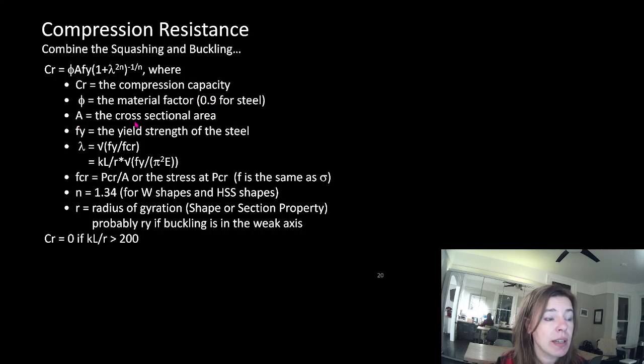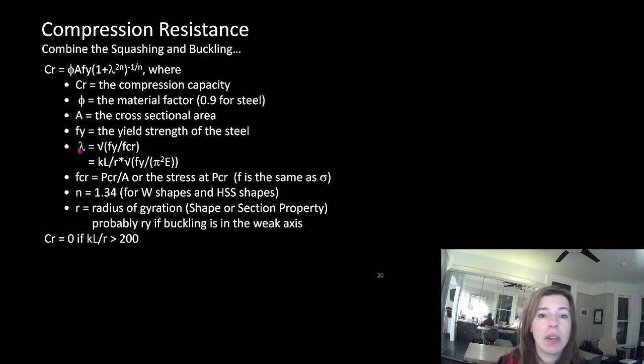A is the cross-sectional area. That's easy. We can either calculate it if it's like a rectangle, or we can look it up if it's something like a W section. We have tables. I gave you those tables. We can look up the cross-sectional area. Fy is the yield strength of steel, which we know is 345 for hot-rolled sections and 350 for cold-rolled sections.